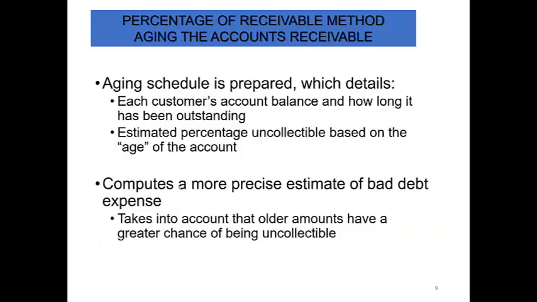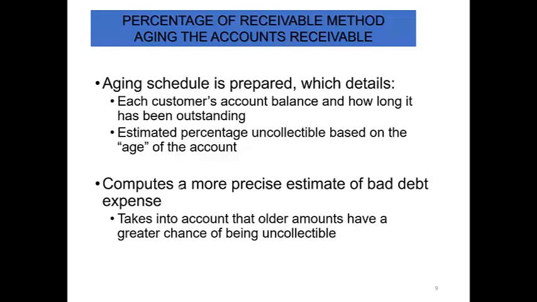Now we're going to look at another way to estimate our bad debt. Now we're still using the allowance method, but the first step is going to be different. We're going to base our estimate of bad debt on the amount of accounts receivable we have at the end of the year instead of the amount of sales that we had.